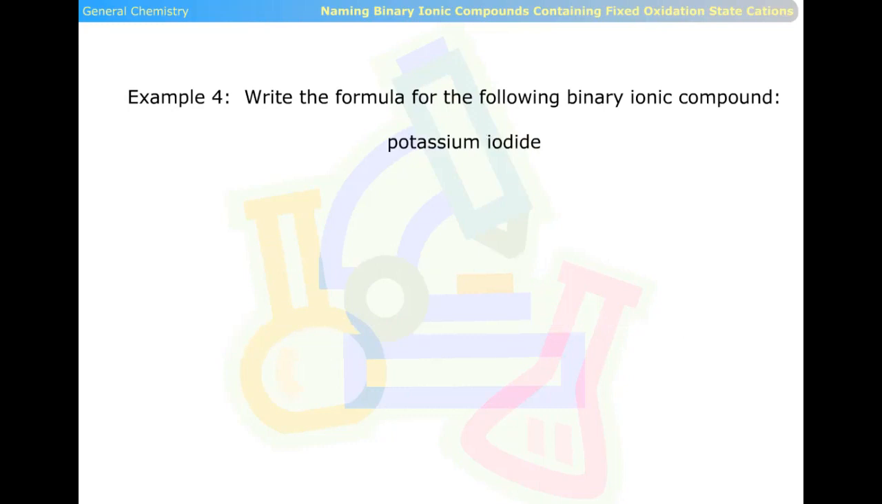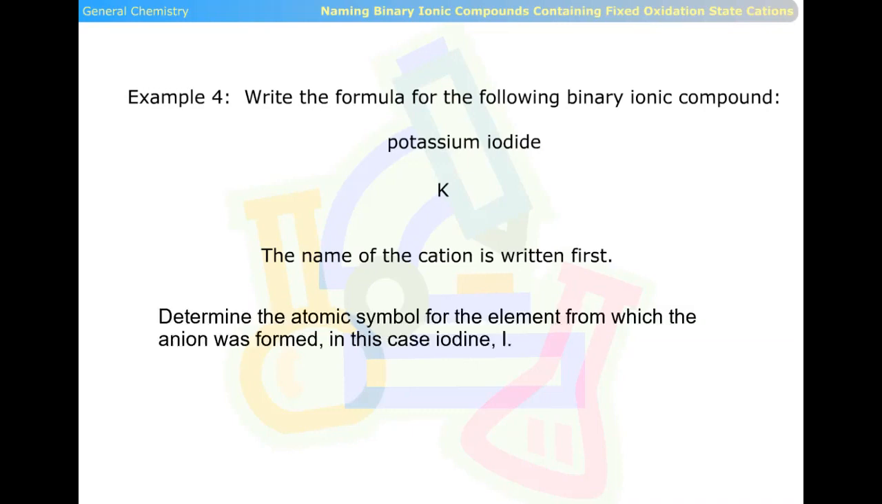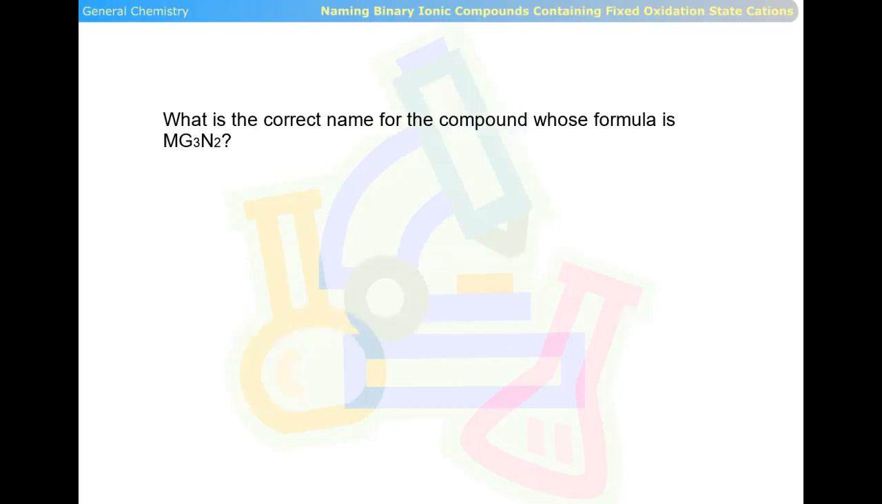Example 4. Write the formula for the following binary ionic compound. Potassium iodide. The name of the cation is written first. Determine the atomic symbol for the element from which the anion was formed, in this case iodine, I. The formula is KI.